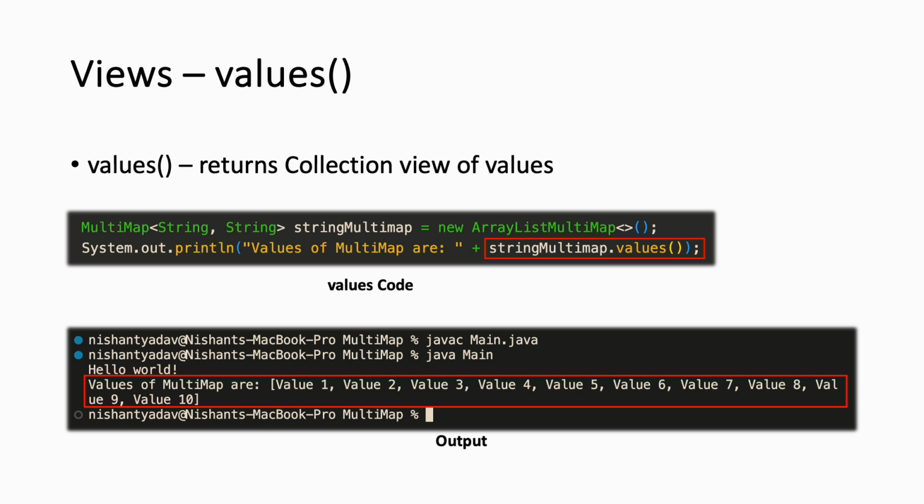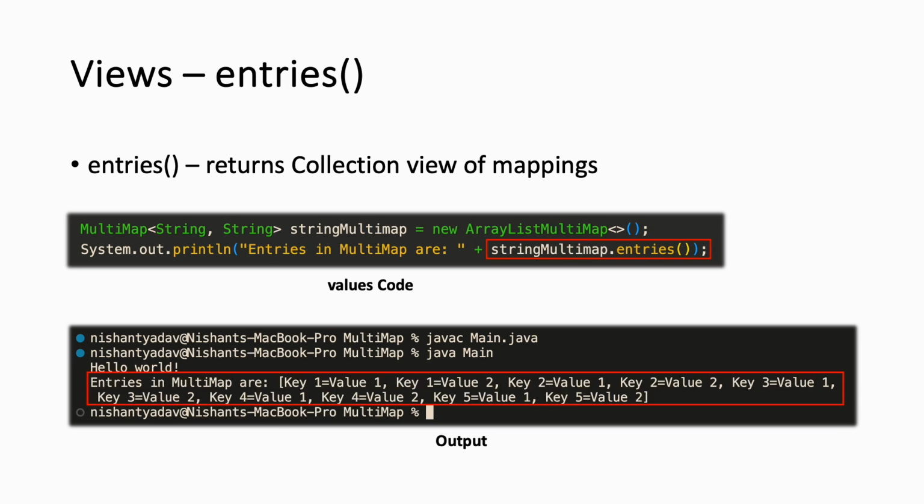The values method provides us with a collection view of all the values stored in a given multimap. This is useful for operations that need to process or analyze the values collectively. In the diagram below, it shows us the example code and its output. In the screenshot, we can see that it returns us all the values stored in the multimap.